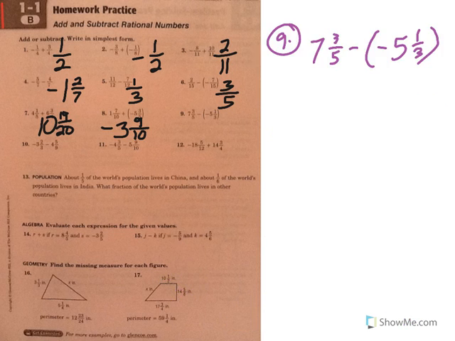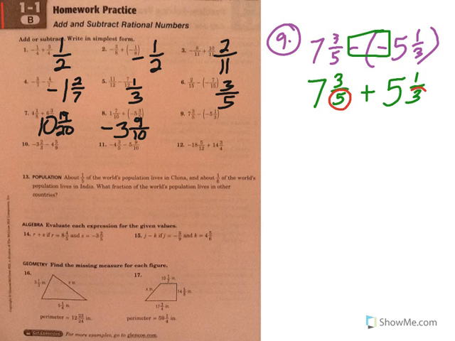Let's move on to number 9, which says 7 3/5 minus the negative 5 1/3. We are too skilled for this, aren't we? We know it's the auto plus. We know to bring everything else down, and now we know that we need a common denominator. We're going to use 15. So it's times 3, times 3, times 5, times 5. That's 7, and that's still 5.